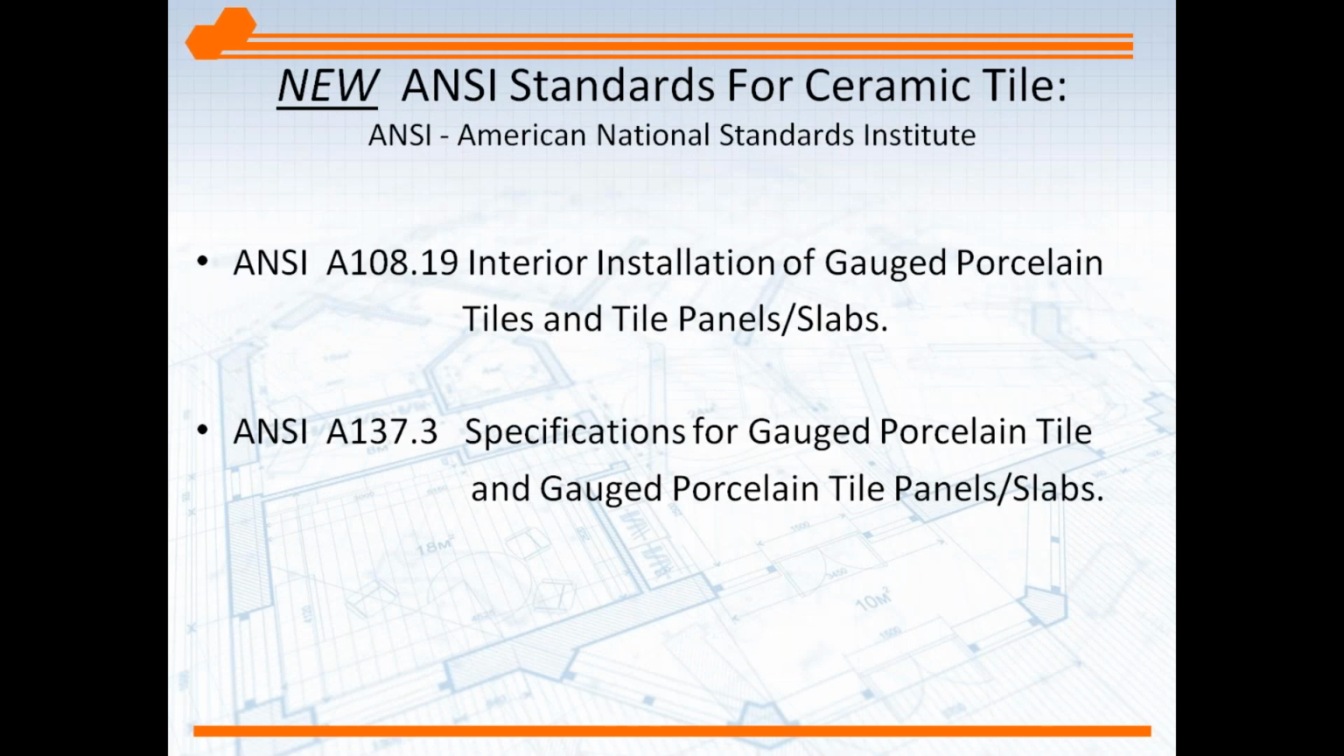And here in the next slide we have some recent changes, some new additions. In the ANSI catalog, the A108.19 addresses gauged porcelain. These are thin porcelain panels and slabs, and we're going to take a closer look at them going forward. This addresses the installation standards for those products, as well as the A137.3, which is the specification for the tile itself, as far as manufacturing the tile and the standards it needs to meet. So when you're looking for a gauged porcelain, we would suggest you make sure it meets the A137.3. That's how this is used.